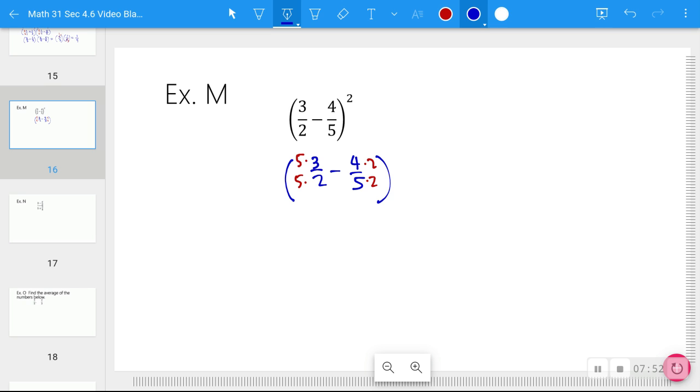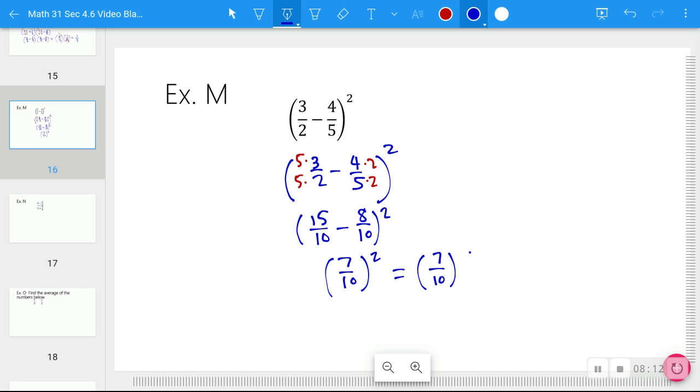Don't lose the squaring. So it looks like this at this point: 15 over 10 minus 8 over 10, and that would be 7 over 10. Now when you square it, that's going to be times itself. Which then gives 49 over 100.